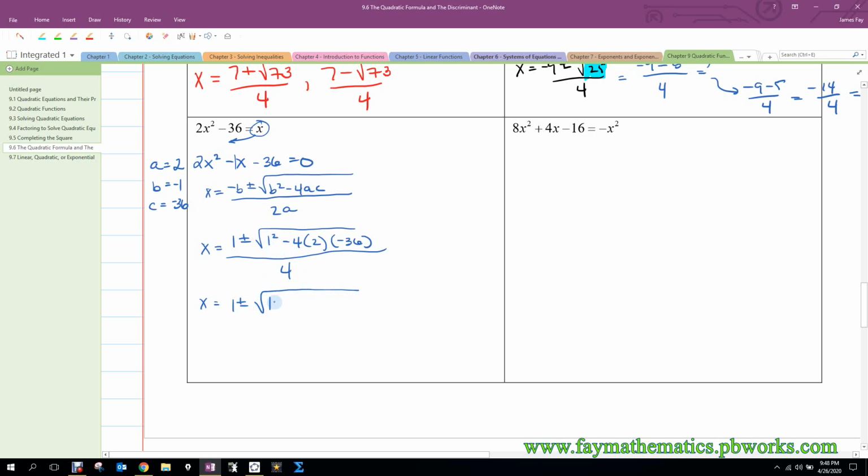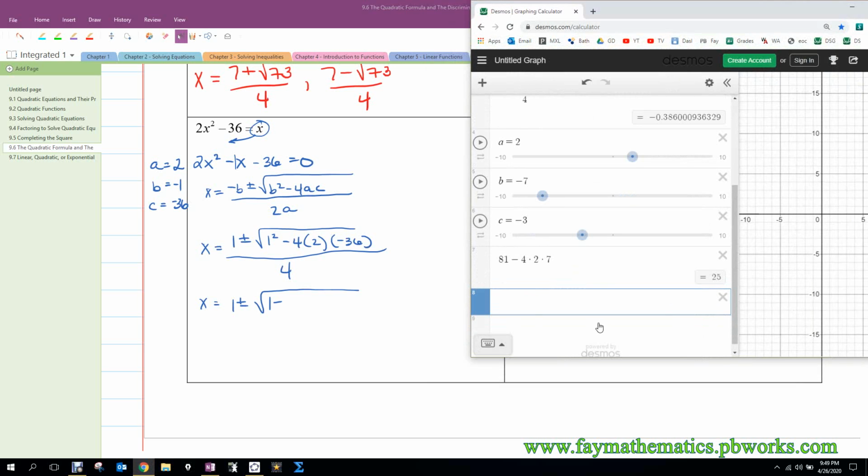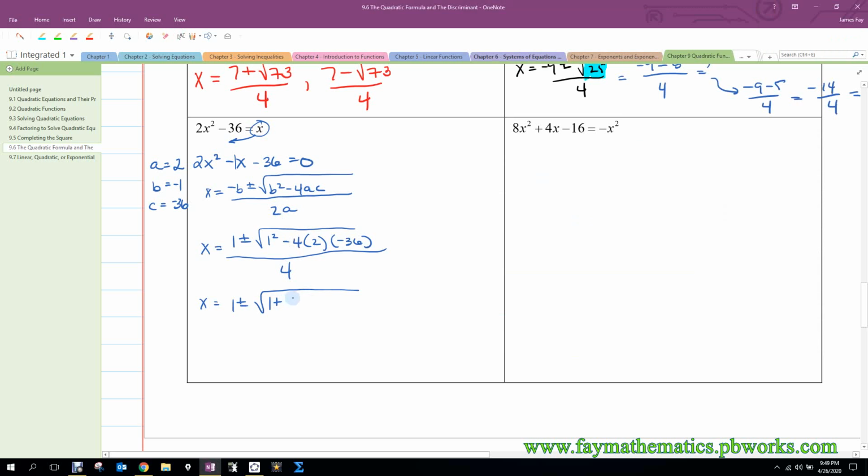All right, so 1 squared is 1 minus, okay, so what's that going to give me? So that'd be 72, 288. Again, just check my arithmetic. So -4 times 2 times -36, 288. So this is going to be 1 plus 288 all over 4. So it goes to 1 plus or minus radical 289, which is a nice number.